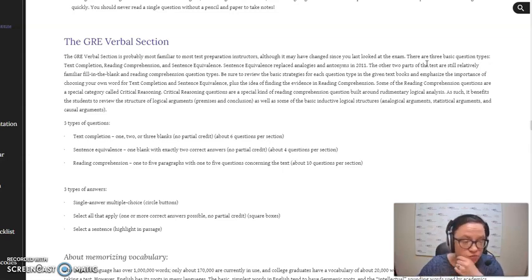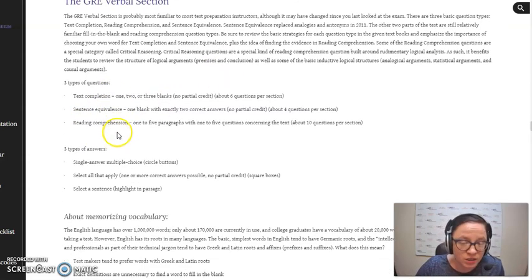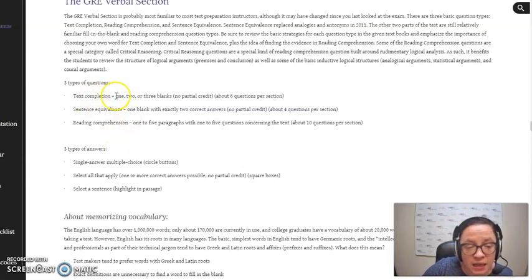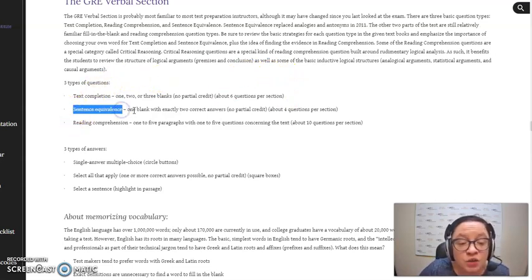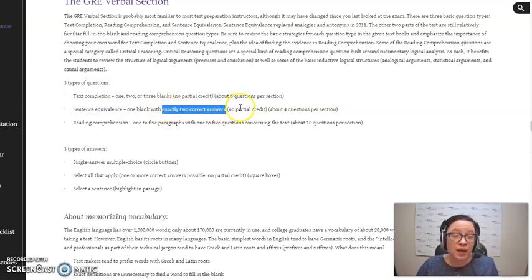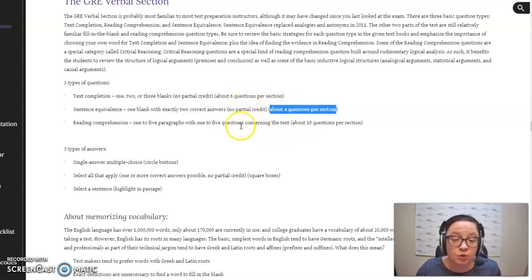So the three types of questions: text completion has 1, 2, or 3 blanks. It never comes with partial credit, and there are about 6 questions in both verbal sections. Sentence equivalence has 1 blank, and it always requires exactly 2 correct answers. Again, there's no partial credit, and there are about 4 of these in every verbal section. There are 2 verbal sections.